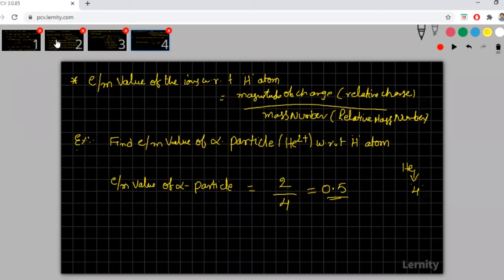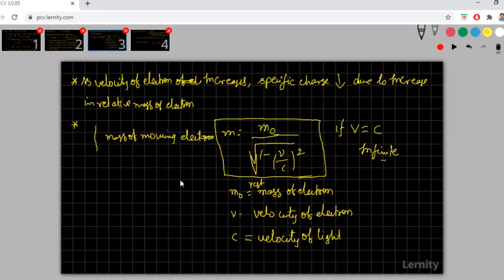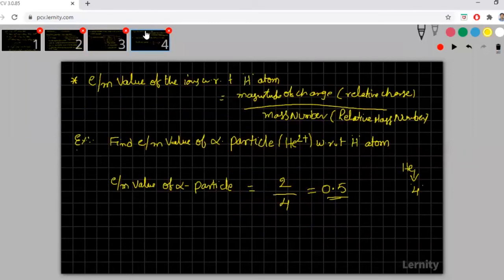Once again, I move to the slides. This is the atomic structure explanation. After that, we move on to the mass of the moving electron: m is equal to m naught divided by the square root of 1 minus (v by c) whole square. And the next one, e by m value of ions with respect to hydrogen atom, and find the e by m for helium 2 plus. Do you understand this one? Are you clear on the topic? If you have any doubt, please ask me. I will give you 1 minute. Can you check this one?